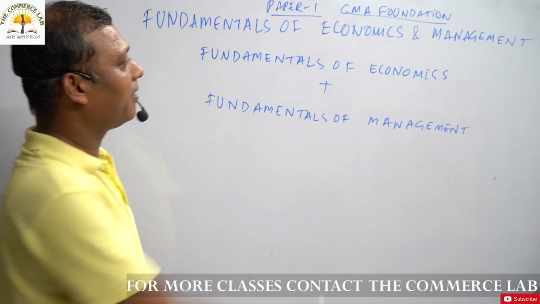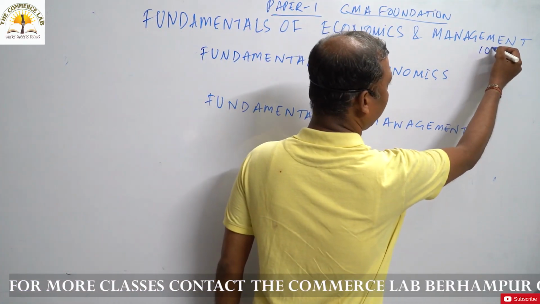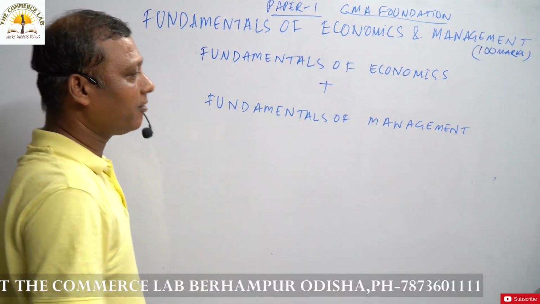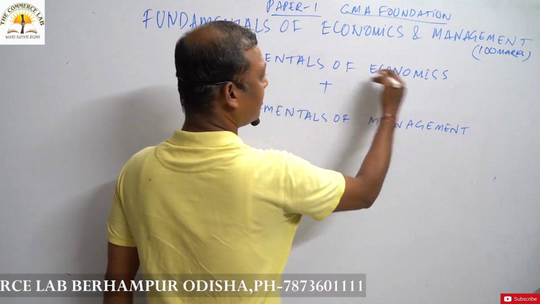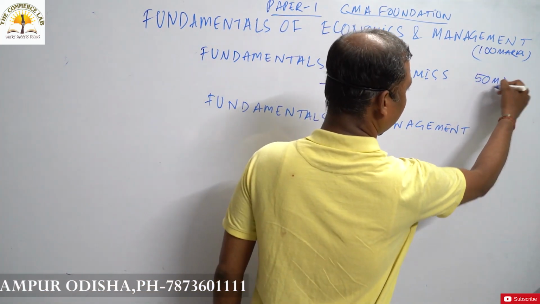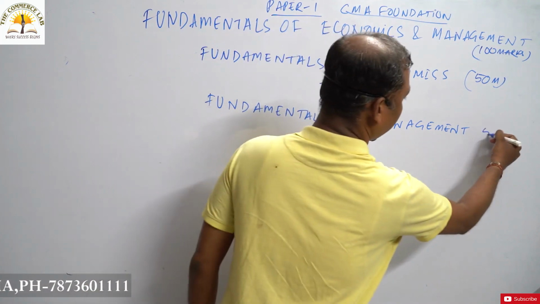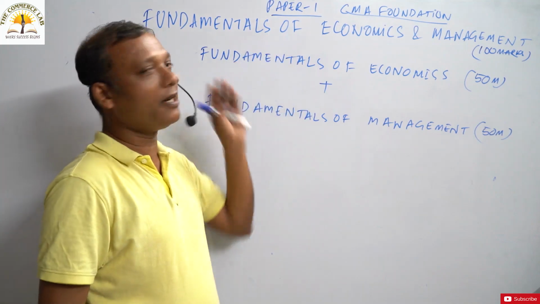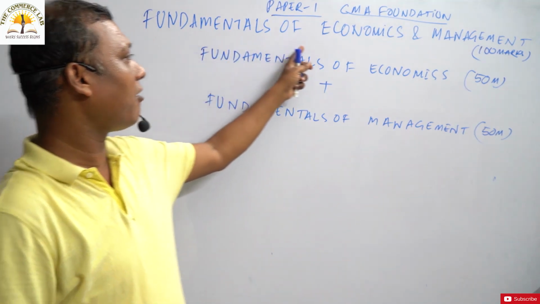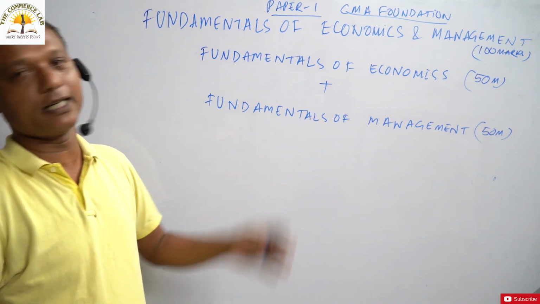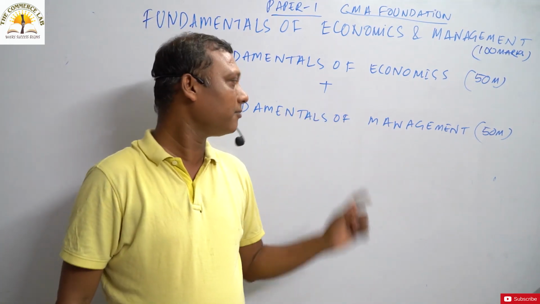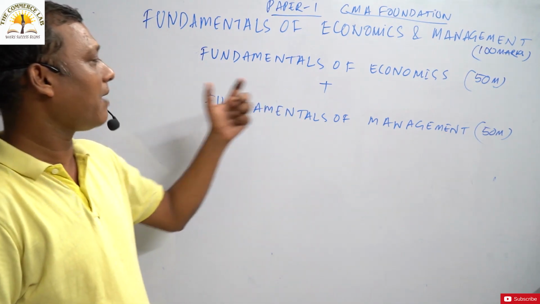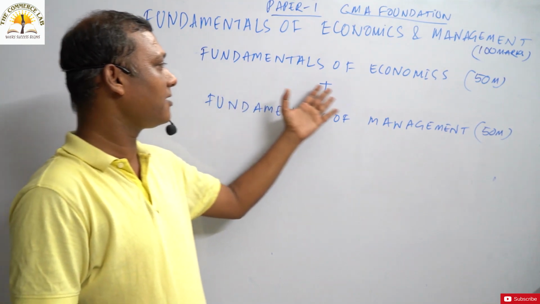The entire paper, obviously you know, is 100 marks. If you divide the paper, Fundamentals of Economics carries 50 marks and Fundamentals of Management carries 50 marks. When you combine both parts, you get the complete Paper 1 with full 100 marks. My other colleague will guide you in Fundamentals of Management, and I will teach you the Fundamentals of Economics part of the paper.